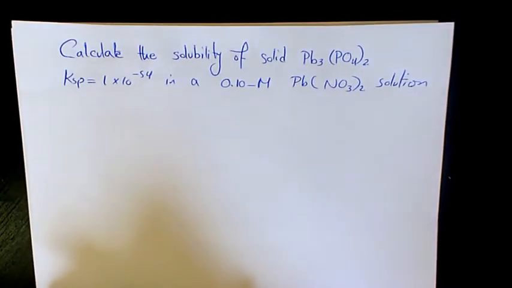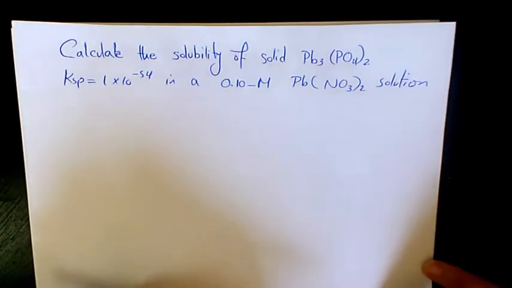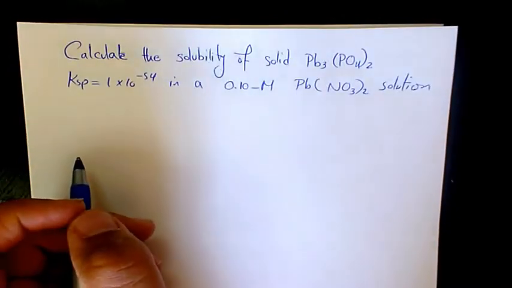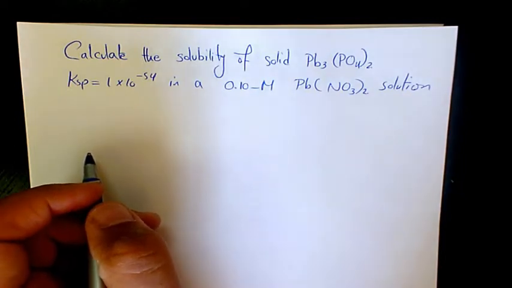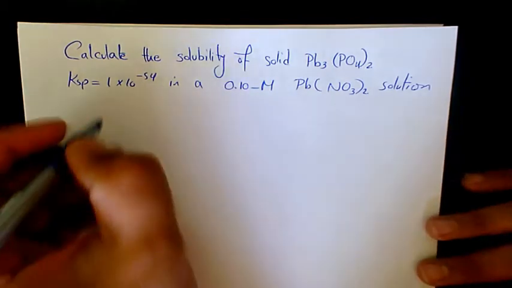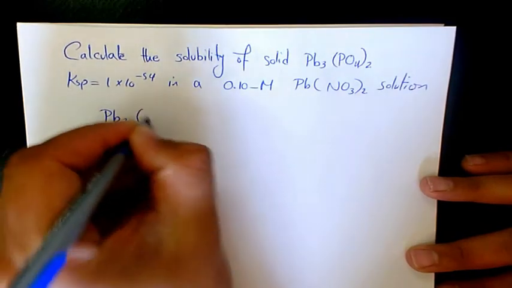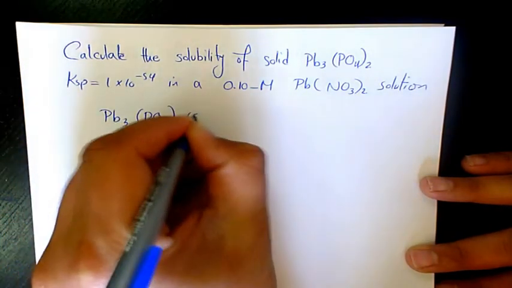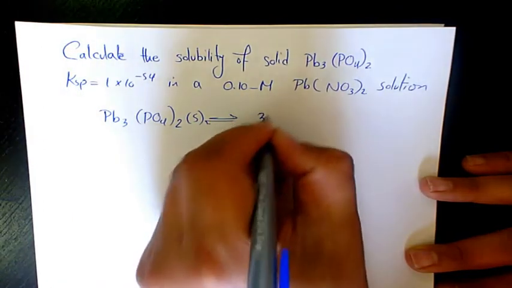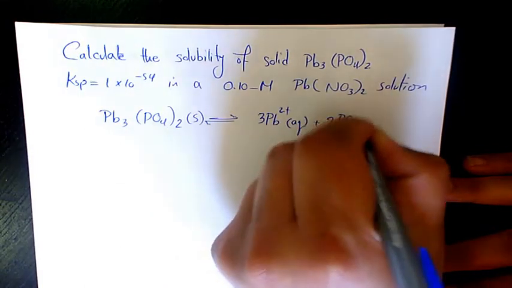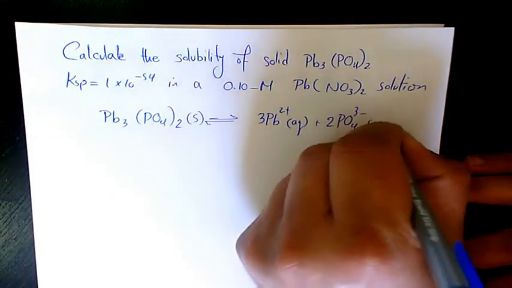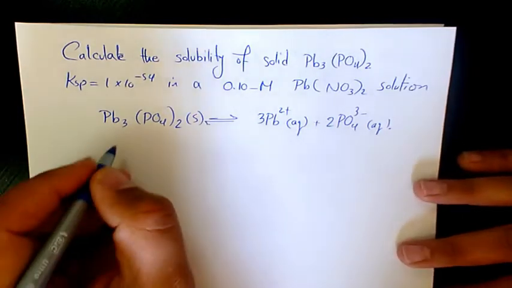Here we have: calculate the solubility of solid Pb3(PO4)2, KSP 1 times 10 to the power of negative 54, in a 0.1 molar PbNO3 solution. So we're going to do it very similar to the previous example. I'm going to have lead phosphate in solid form. It dissolves and produces 3 Pb2+ and 2 phosphate, aqueous.